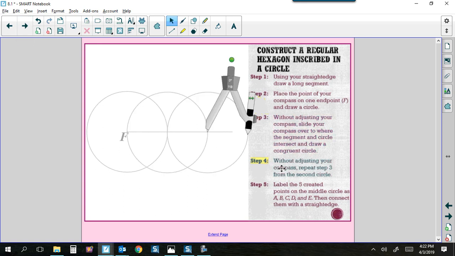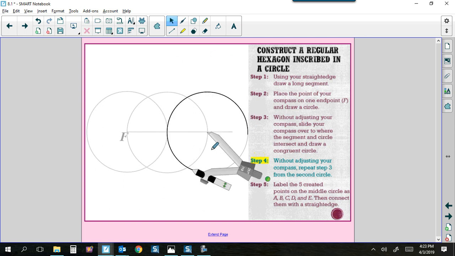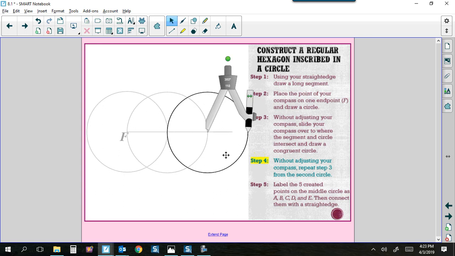And moving on to step 4, without adjusting your compass, you're going to repeat step 3. So you were here to begin with in step 2. You drew circle F. You slid to where circle F intersected your line to draw your second circle. And now you're just going to slide to where your second circle intersects the line, right here, and draw your third circle. If you do this correctly, the outer circles should be touching at the center of the middle circle. If they are overlapping or there is a gap, your compass changed at some point, meaning the circles are no longer congruent, so you're slightly off. So it should look just like mine.